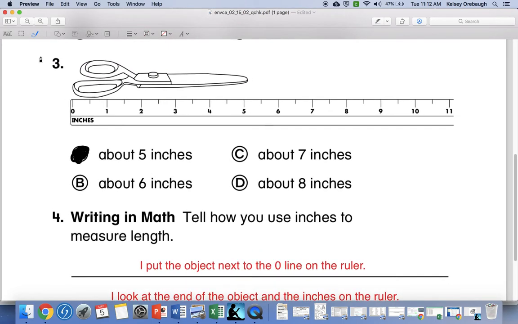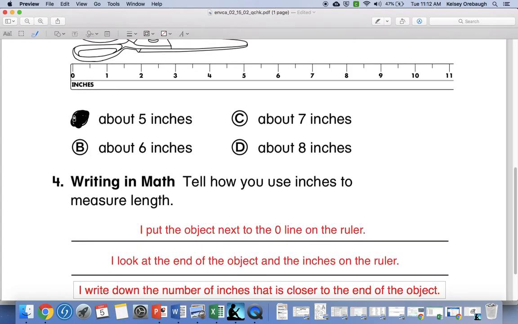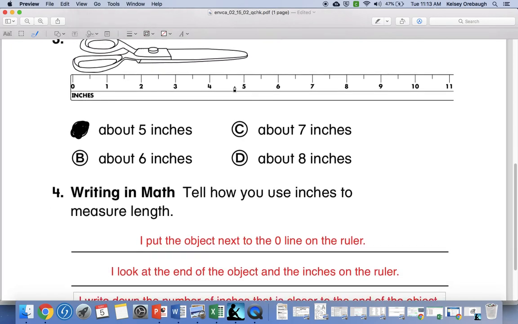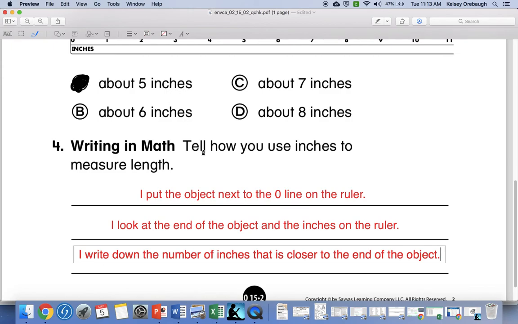So, step by step, step 1, put the object next to the 0 line. Look at the scissors here, lined up with 0 on the ruler. Step 2, look at the end of the object and the inches that are on the ruler as well. Third step, write down the number of inches that is closer to the end of the object. So use that halfway point as your guide. I can see here that the end of this pair of scissors is closer to the 5-inch mark. So I write down that the scissors are about 5 inches long. Those are our steps for using inches, and this explanation is complete and correct.